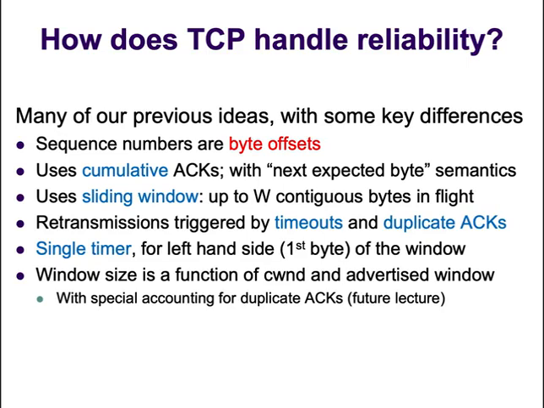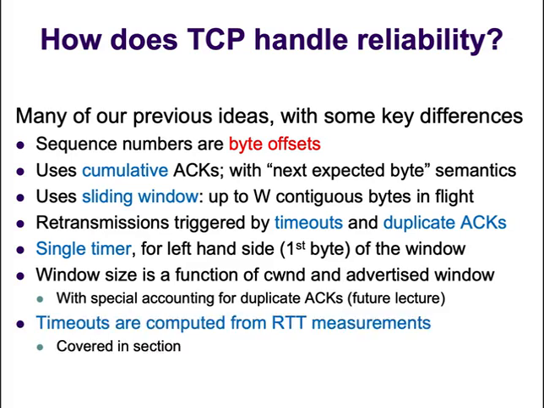And then finally, your window size, we now know, is a function of the congestion window and the advertised window, which we glossed over when we talked about reliability. There is some special accounting that gets done for duplicate acknowledgements. We'll cover that when we talk about congestion control. And finally, the timeouts are computed from RTT measurements. You'll cover this in section, but let me give you the intuition here.